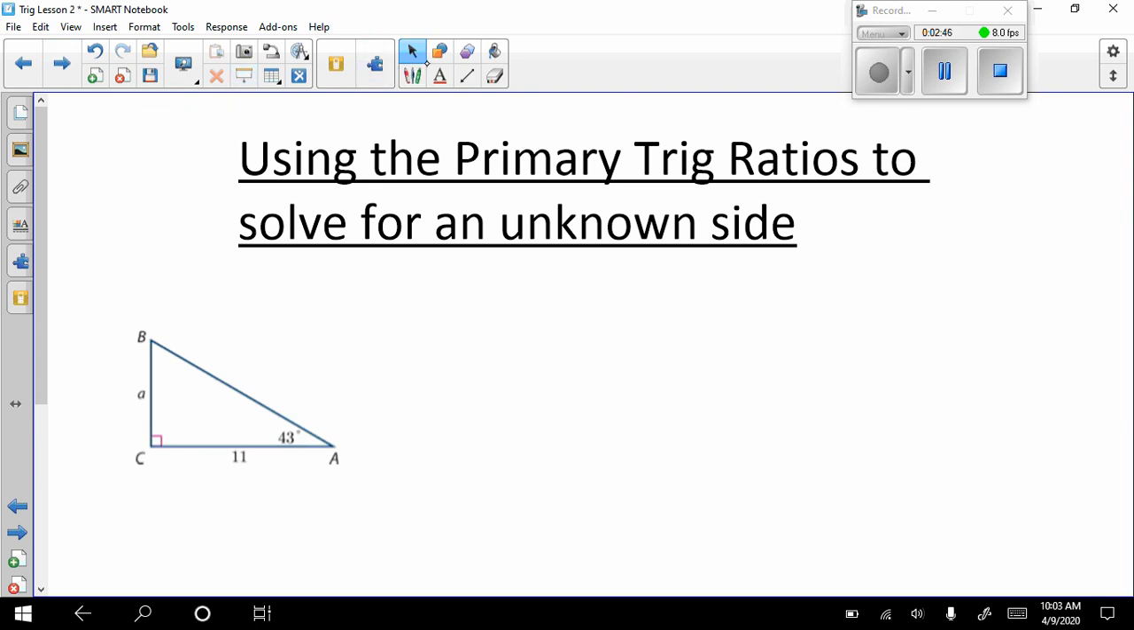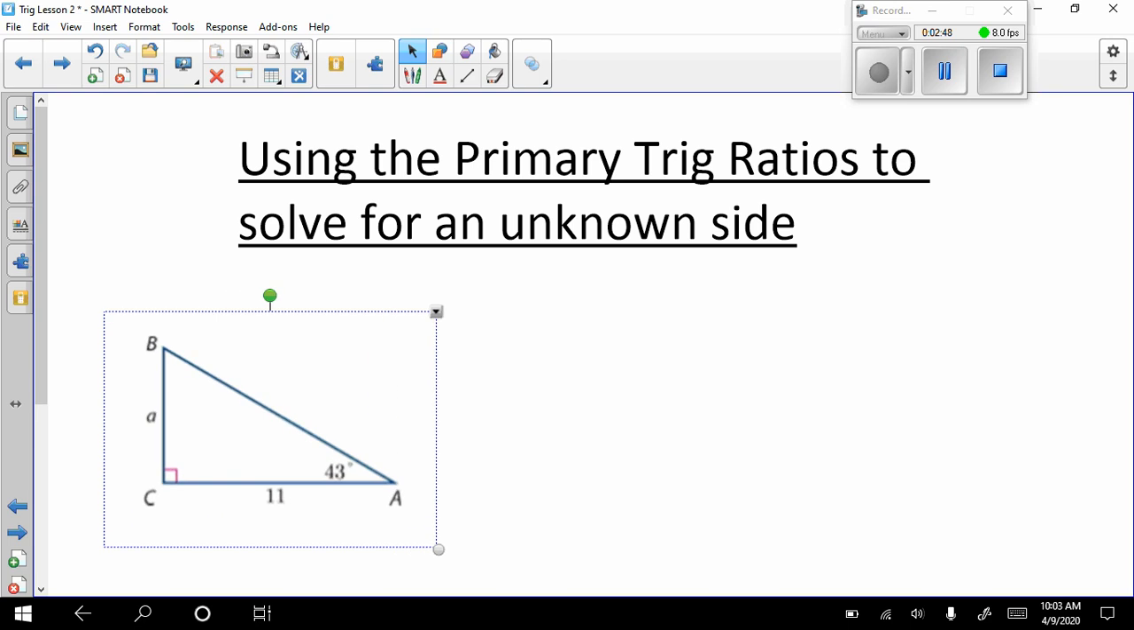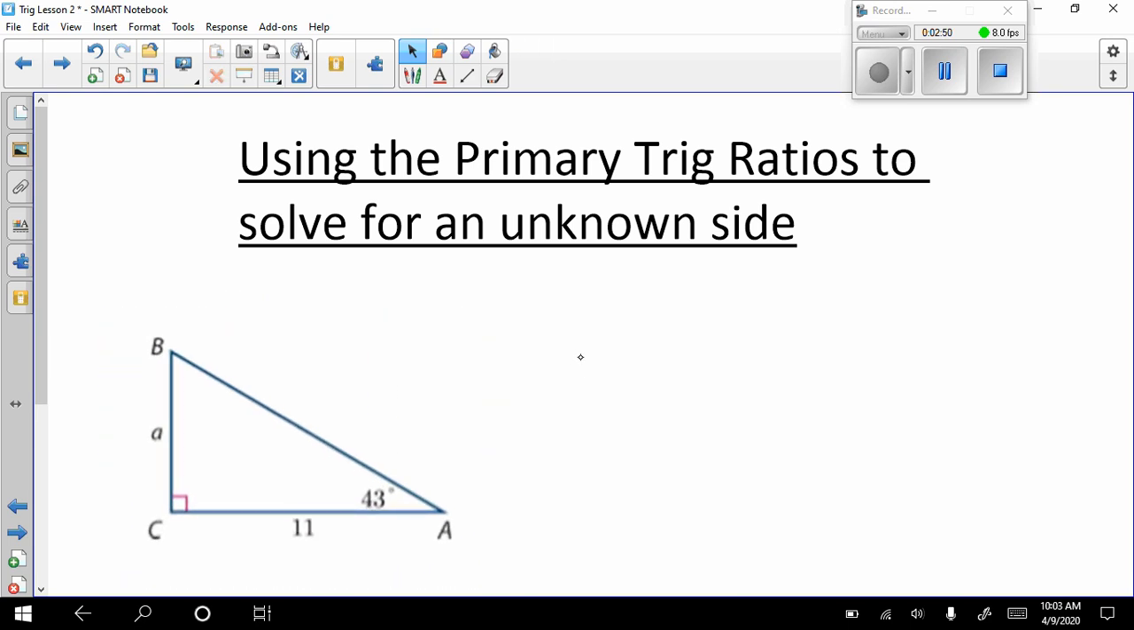I'm just going to try to make it a little bit bigger so you guys can see that. And in this case, we're trying to solve for side A. Often it'll be indicated as an X or a Y, but in this case it's indicated as an A. So we're interested in that side of this triangle. And notice that we've been given this angle 43, and we've been given one side. Now, normally in math, you've learned how to solve for sides using Pythagorean theorem.